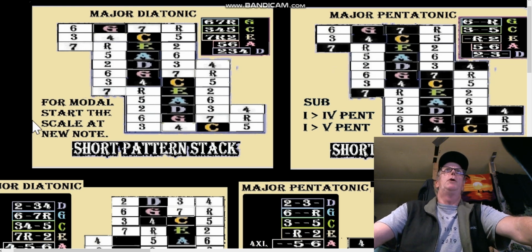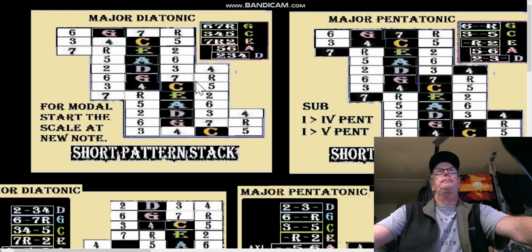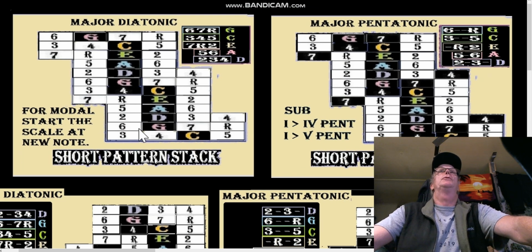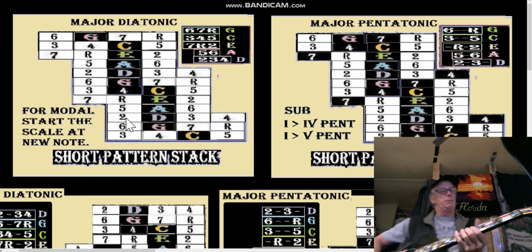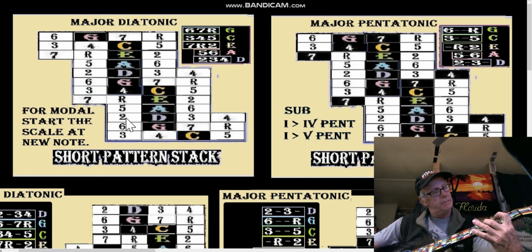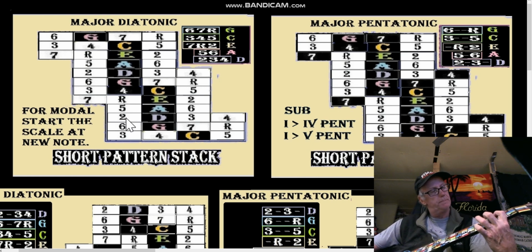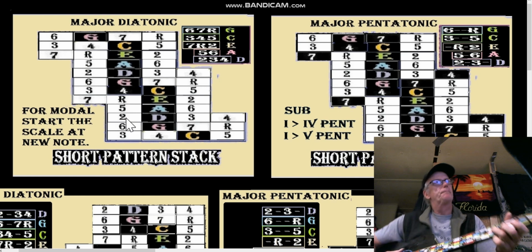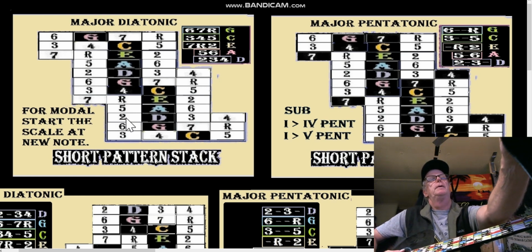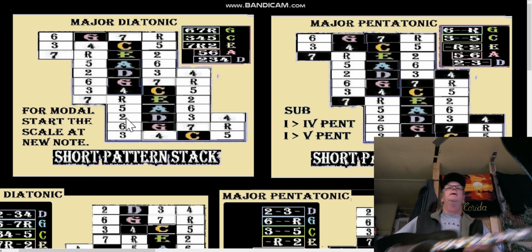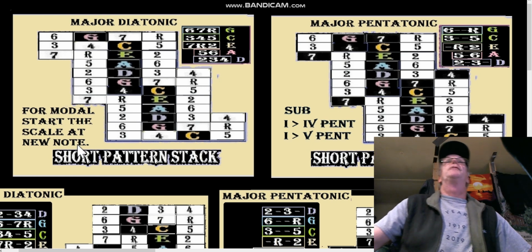So for modal, start the scale at the new note. If we want a modal scale, say a Dorian, we start the thing from 2. We can do that from the bottom string. Here's a Dorian scale: 2, 3, 4, 5, 6, 7, root, 2. Start the scale from the new note.